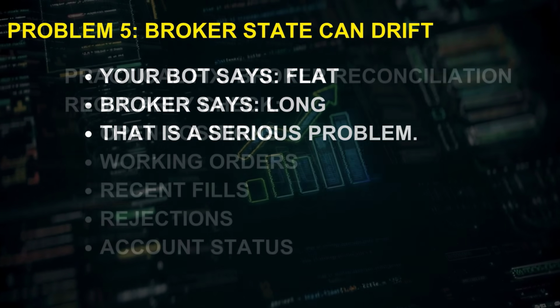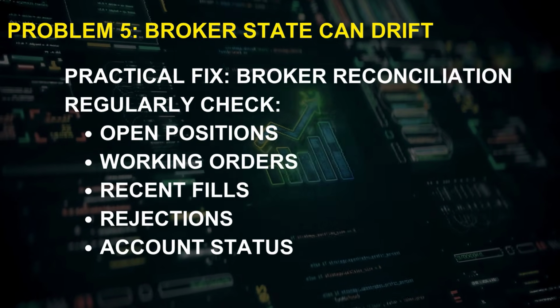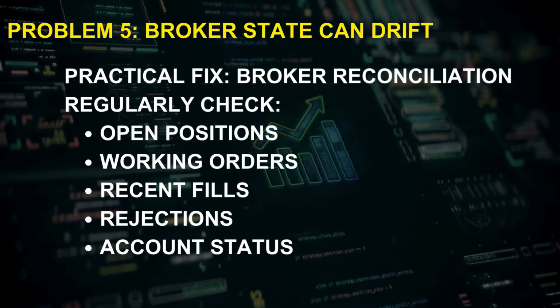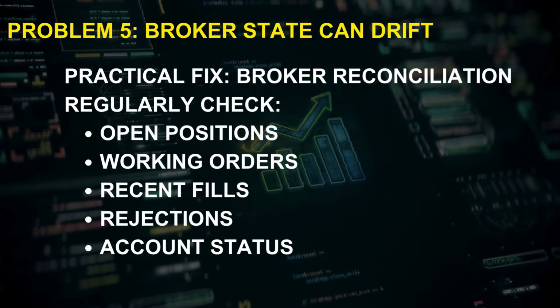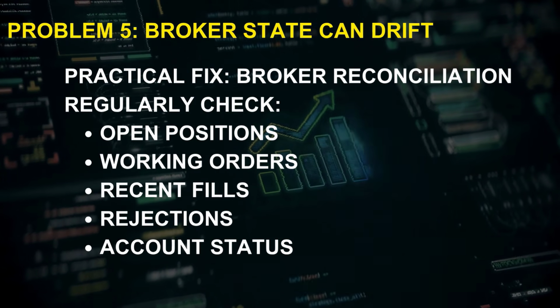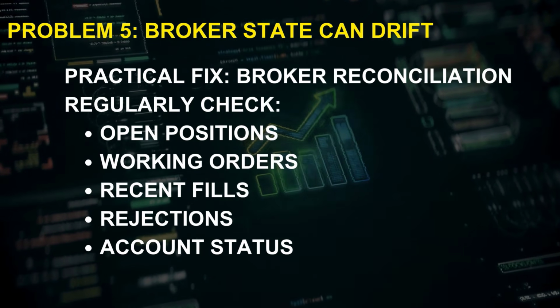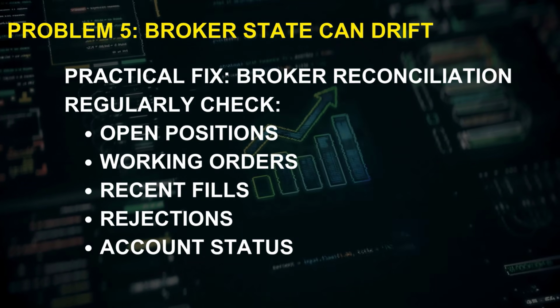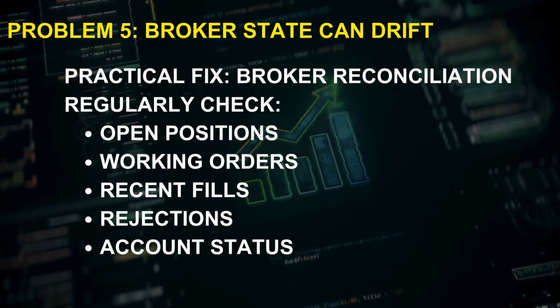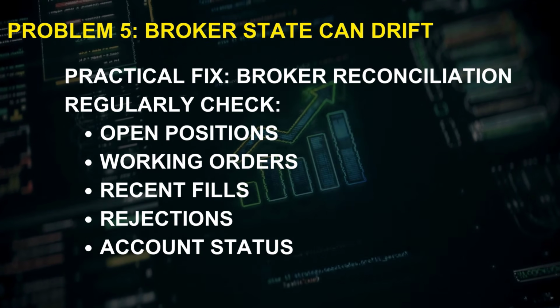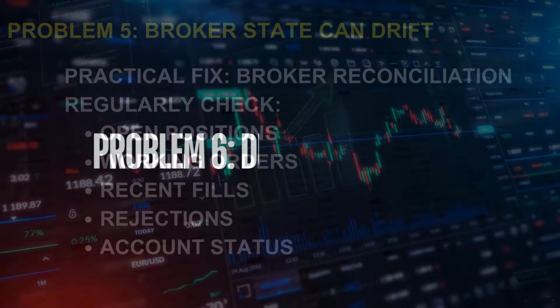So what's the practical fix here? Well, a proper bot regularly asks the broker what is actually happening. What position is open? Are there working orders? Were any orders filled? Were any rejected? Does the broker position match the bot database? If not, the bot should stop trading, lock itself and alert you. That is not over-engineering, that's just basic live trading safety.